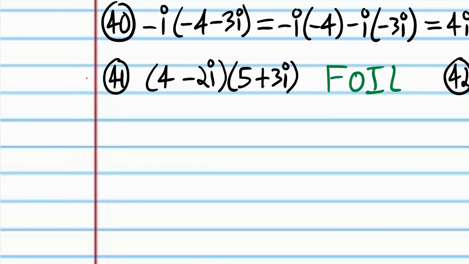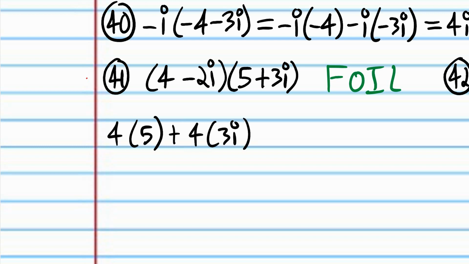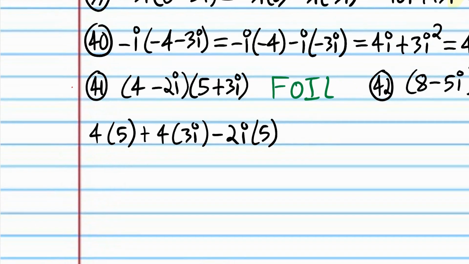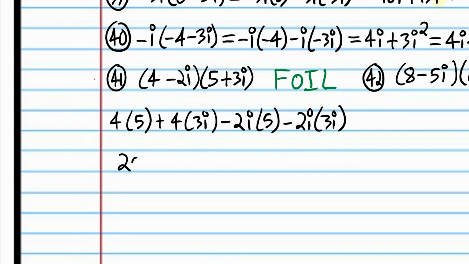So 4 times 5, that's F of FOIL. And then 4 times 3i, that's O of FOIL. And then negative 2i times 5, that's I of FOIL. And then we have negative 2i times 3i, that's L of FOIL. 4 times 5 is 20, and 4 times 3i is 12i, and negative 2i times 5 is negative 10i, and negative 2 times 3 is negative 6, and i times i is i squared.